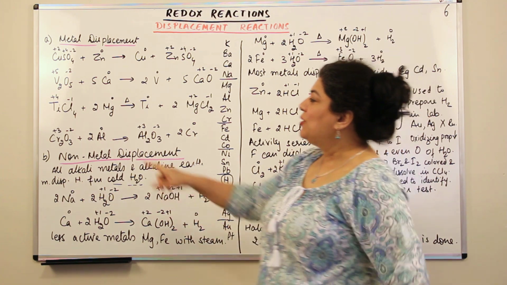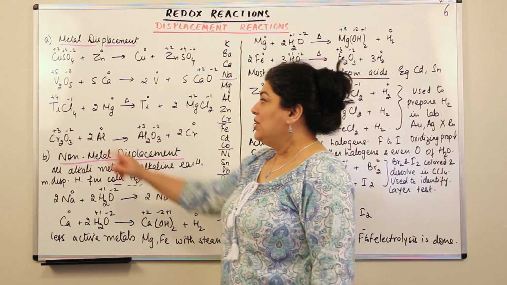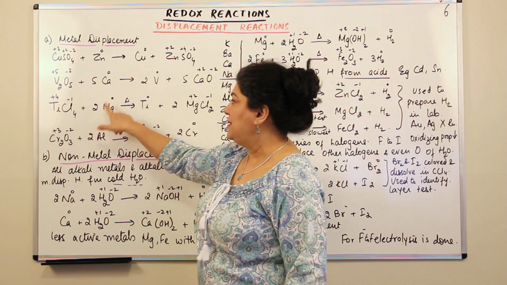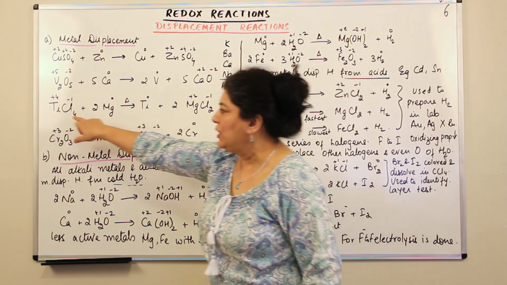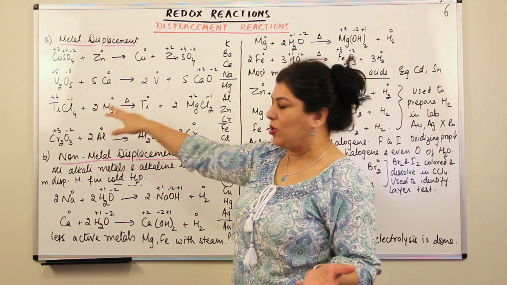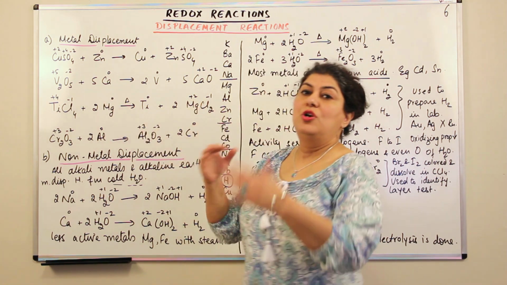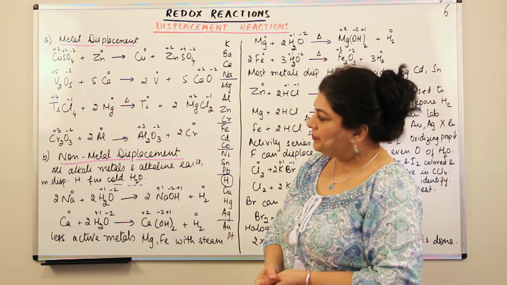Anyway, titanium chloride and magnesium, when they react, magnesium is more reactive than titanium. So titanium has a charge of +4, chlorine -1, magnesium 0. But when titanium is separated out, titanium becomes 0, so it goes from +4 to 0. It means it has got reduced since the oxidation number is decreasing. And magnesium goes from 0 to +2, its oxidation number is increasing, so it is getting oxidized.